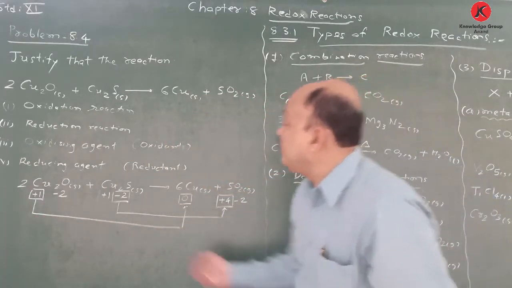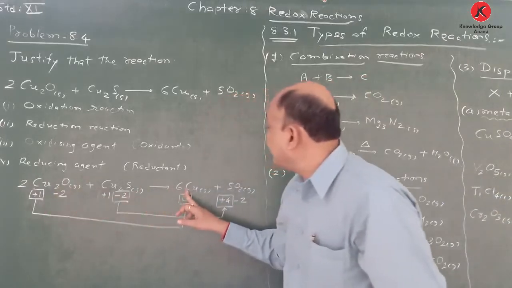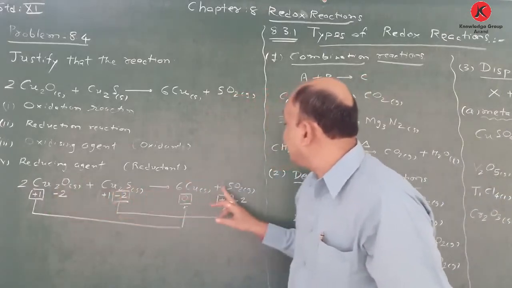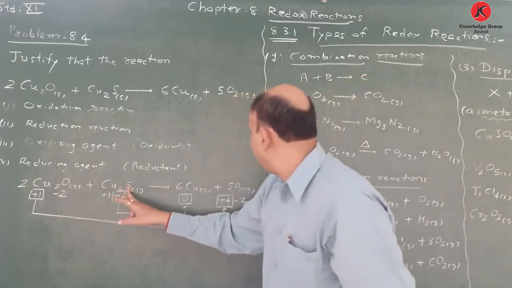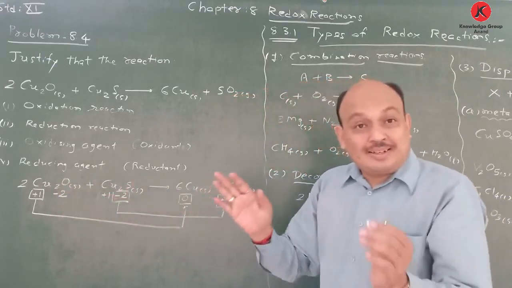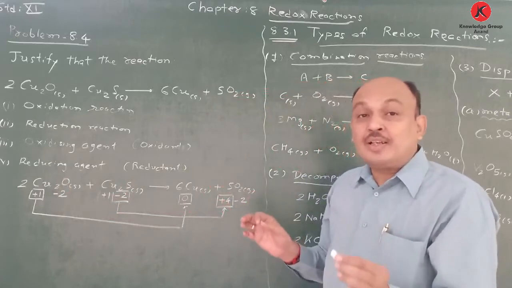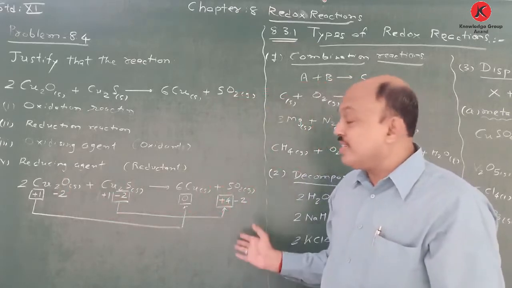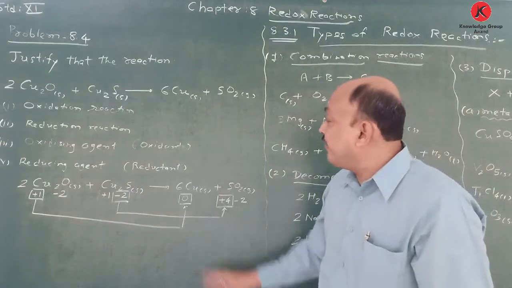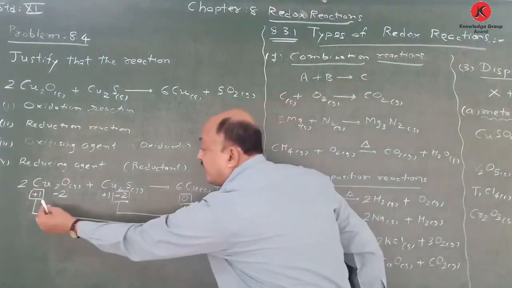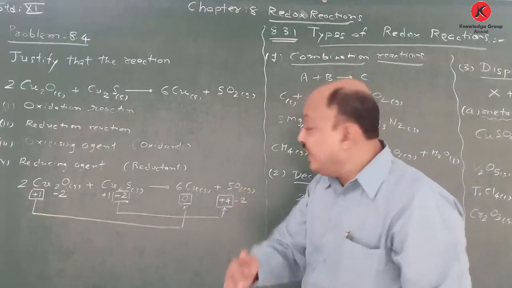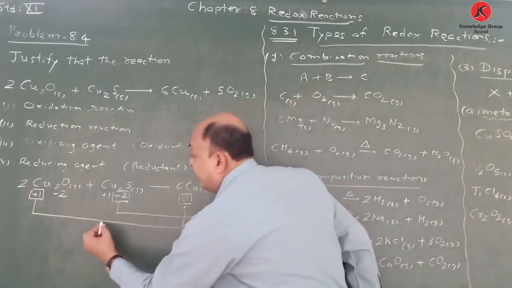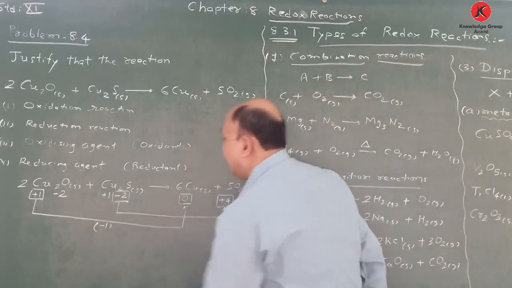Here Cu2O is converted into 6 Cu and Cu2S is converted to SO2 gas. So here oxygen is removed and here oxygen is added. You understand the oxidation reaction and reduction reaction from that point of view. Oxidation number +1 to 0 means a decrease. 1 to 0 is a decrease.